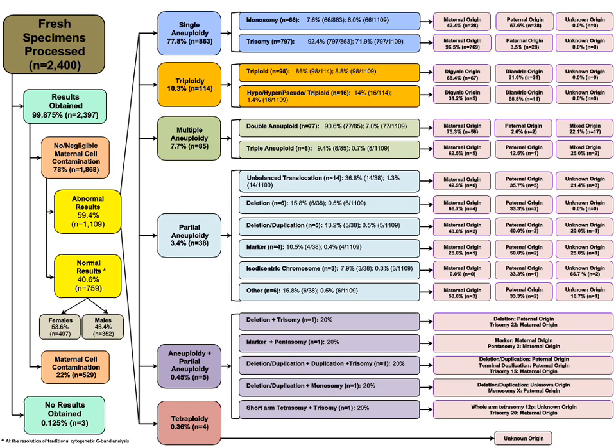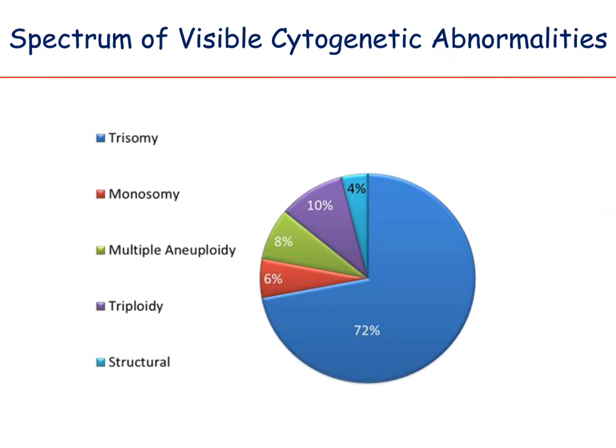So here we see the full spectrum of the visible cytogenetic abnormalities. Again, it's no surprises, well in line with what we've seen before. Trisomy accounting for over 70% of the abnormalities, monosomy for about 6%, the multiple aneuploidies for 8%, and the structural anomalies for around about 4%.